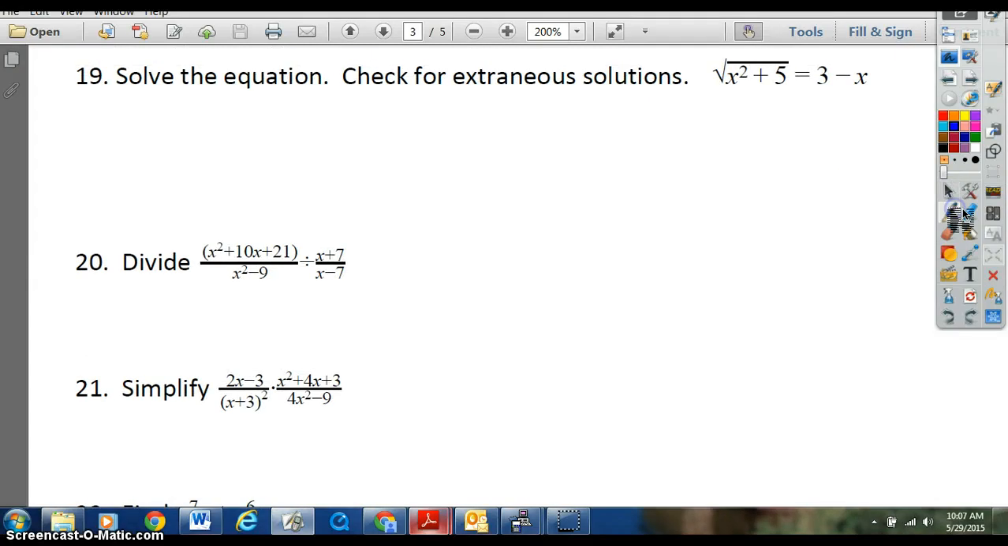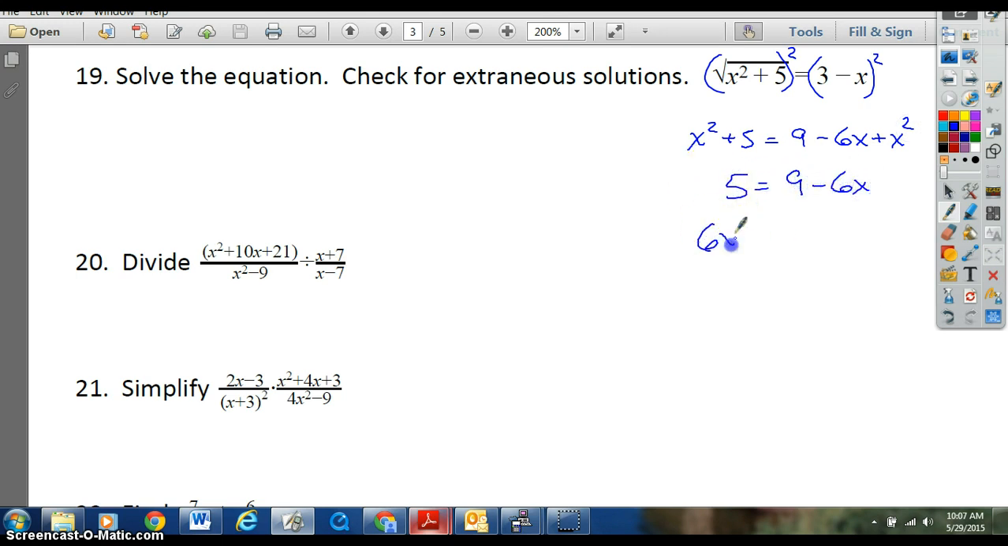Okay? Here we go. FOILing time. So I'm going to square this side. I'm going to square this side. So this is x squared plus 5. That's the easy side. This is 9 minus 6x plus x squared. All right, x squared is going to cancel out, leaving you with 5 equals 9 minus 6x.